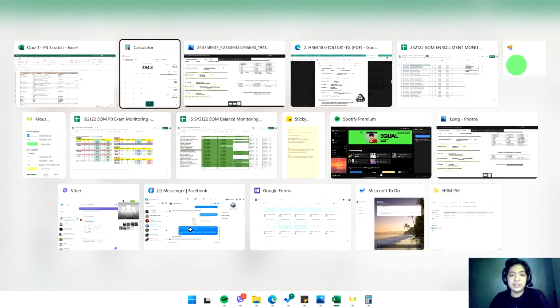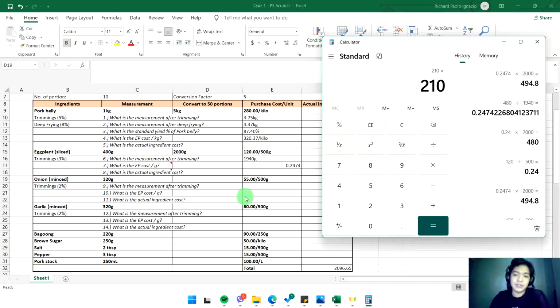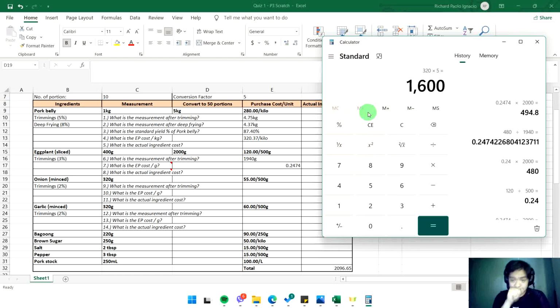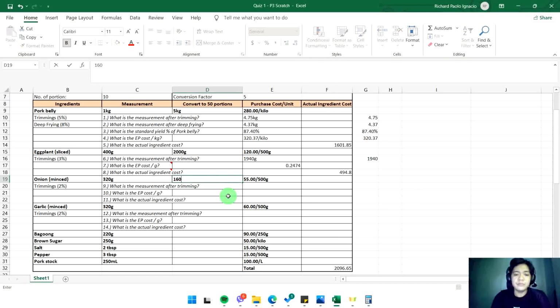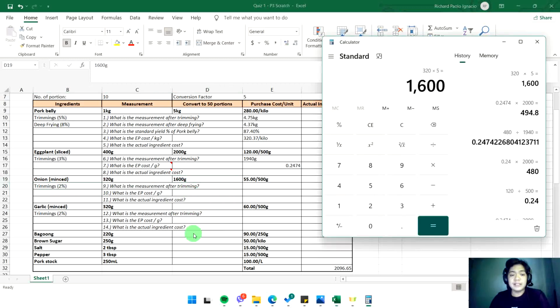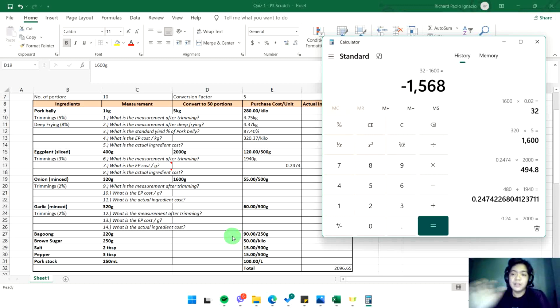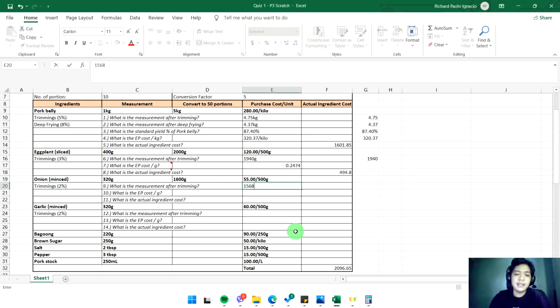So for onions, we have here 320 times 5. Of course, kasi 5 yung conversion factor natin. We have 1,600 grams. 2% of 1,600 grams is 32. We will subtract this to the as purchased weight. We have 1,568 grams. Now, hahanapin natin yung presyo ng edible portion natin per gram.